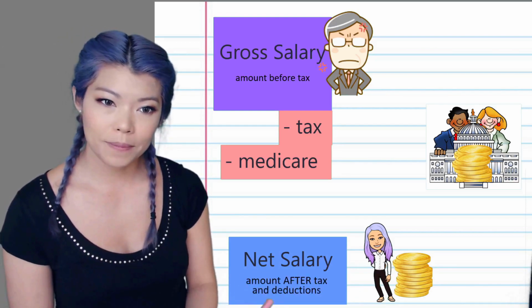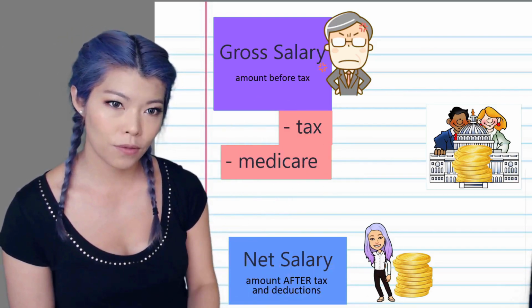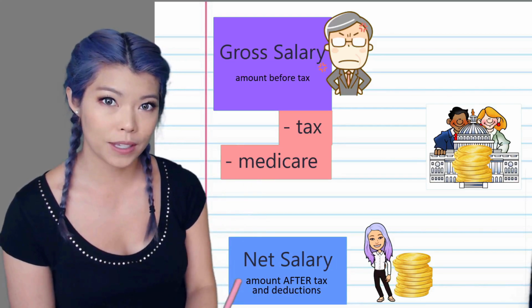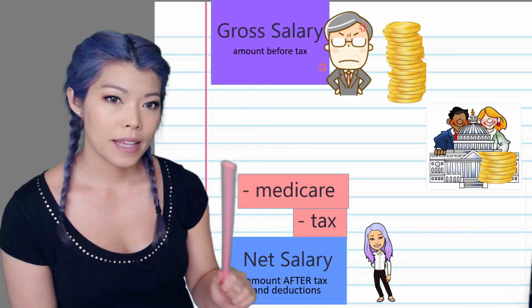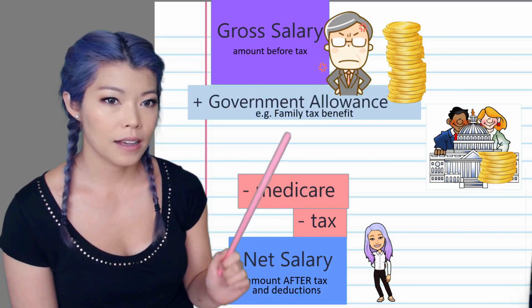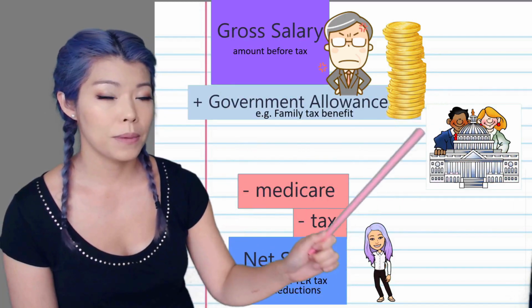There are a few more words, so let's be very careful with these words. We're going to add a couple more words to this. Other things that happen before Medicare and tax are government allowance, which means the government might give you money.